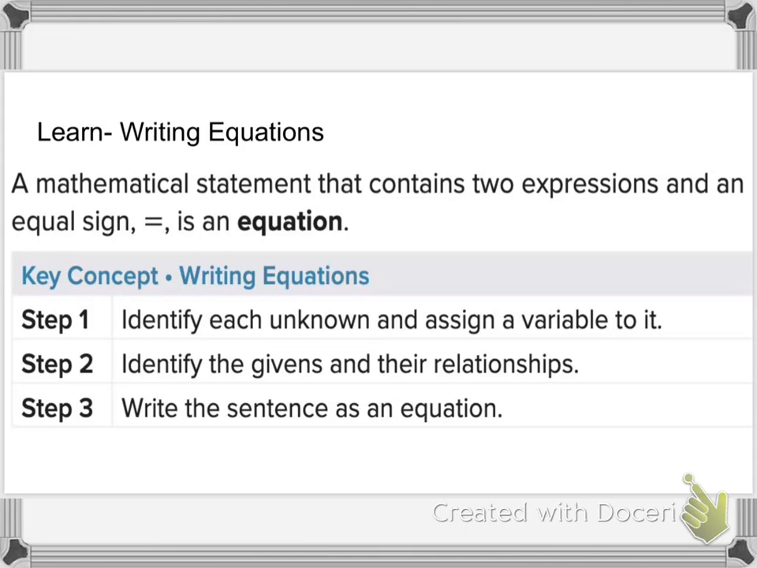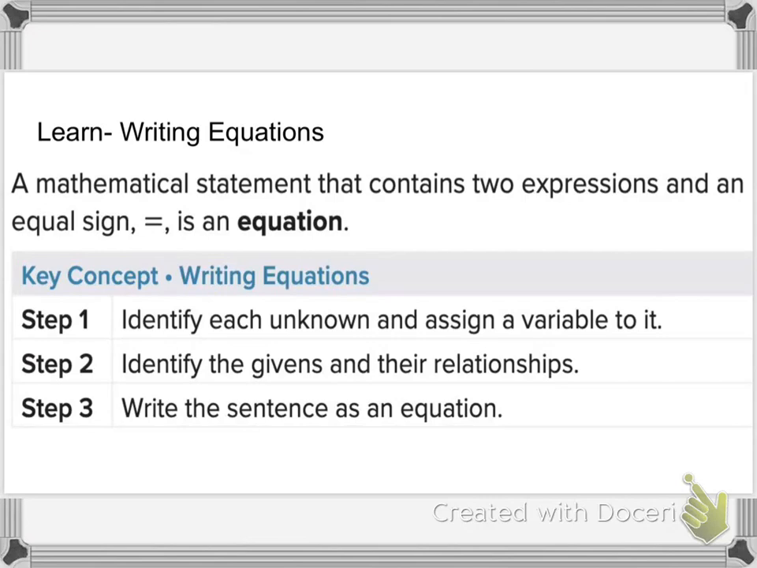So, a mathematical statement that contains two expressions and an equal sign, there's what an equal sign looks like if you didn't know that, is an equation. If something does not have an equal sign, it's not considered an equation. In chapter 1, we didn't really deal with any equations. We just dealt with expressions. If I have two expressions and an equal sign, that's when it changes to an equation.